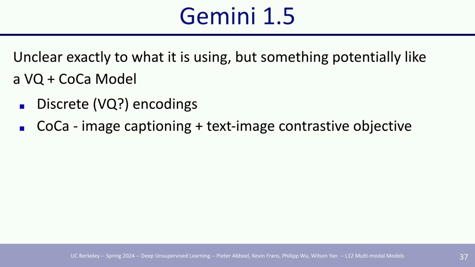Cool, and so that was GPT-4. There's Gemini 1.5, which was essentially focused on longer context models. Again, we don't know what it is. They mentioned some stuff about discrete models, maybe VQ plus CoCa. So it could be some sort of discrete autoencoder that was trained with something similar to CoCa, which does a combination of image captioning plus a text-to-image contrastive objective. So you can almost think of it as part of it being a VQ version of CLIP, I guess.